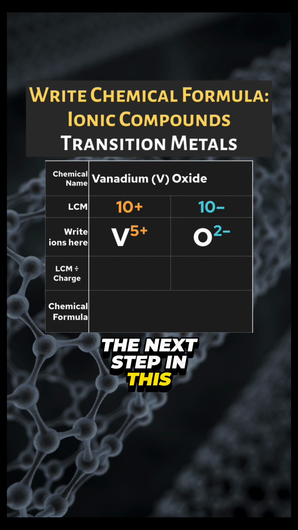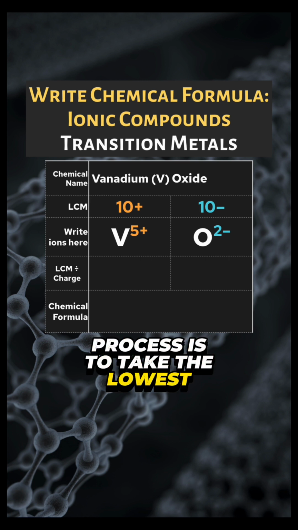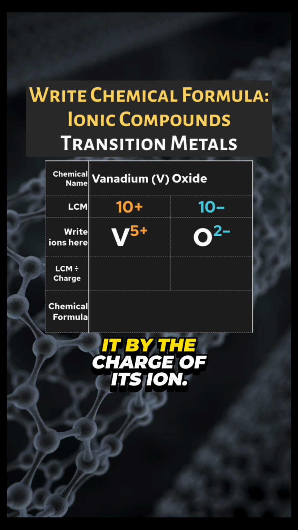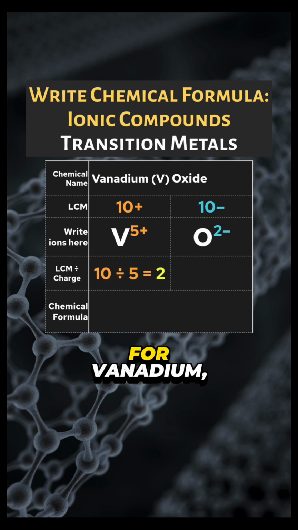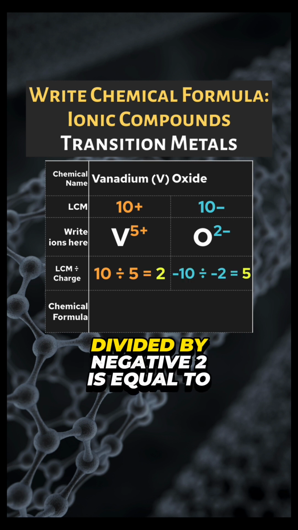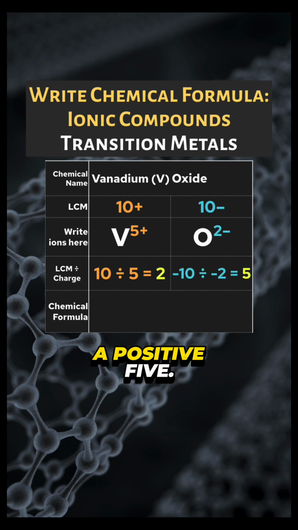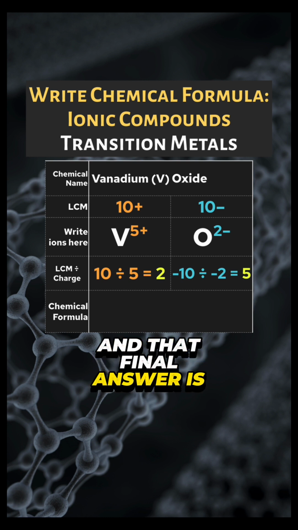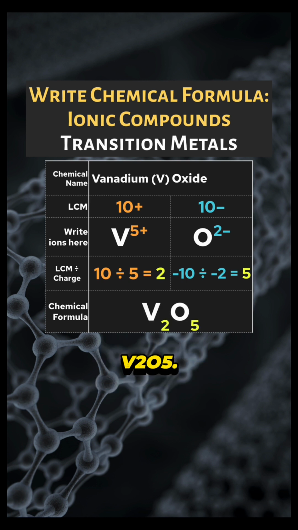The next step in this process is to take the lowest common multiple and divide it by the charge of its ion. For vanadium, a positive 10 divided by a positive 5 is equal to a positive 2. For oxygen, negative 10 divided by negative 2 is equal to a positive 5. And that final answer is V2O5.